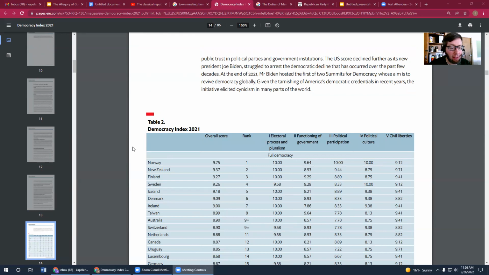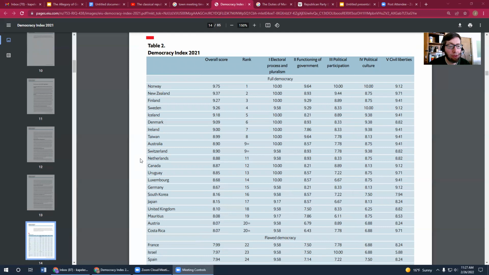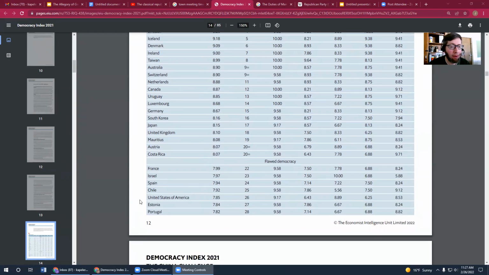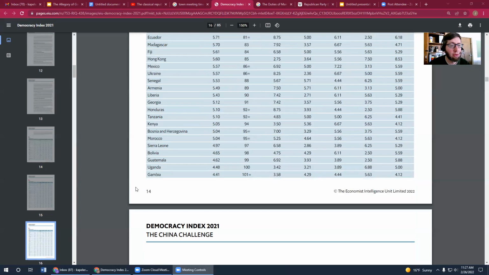So here's the democracy index. You have Norway at number 1, New Zealand, Finland, Sweden, Iceland, Denmark, Ireland, Taiwan, Australia, Switzerland, Netherlands, Canada, Uruguay, Luxembourg, Germany, South Korea, Japan, United Kingdom, Mauritius, Austria, and Costa Rica. And then down here in flawed democracy is the United States of America, where I live. Let's go on. You can go look at the list and see where your country is.